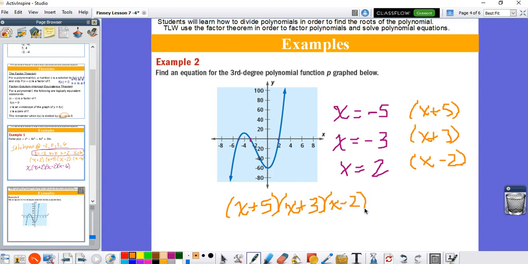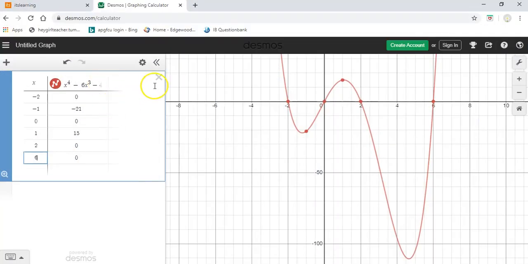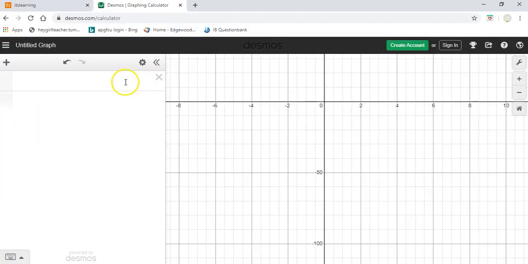So now here's a beautiful thing you can do. You can open up your Desmos, and you can go back. I'm going to take out that equation, and I'm going to type in my new equation, which says y equals x plus 5, and x plus 3, and x minus 2. Oh, and I put minus, didn't I?